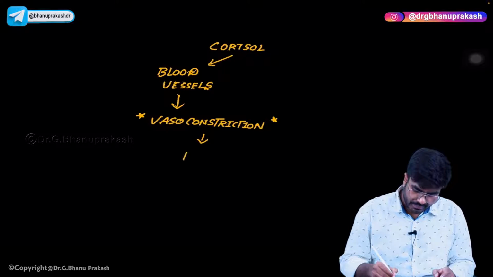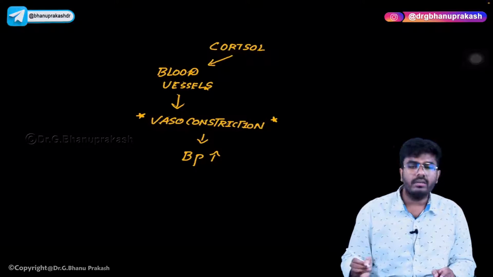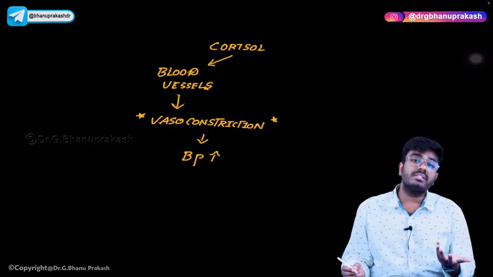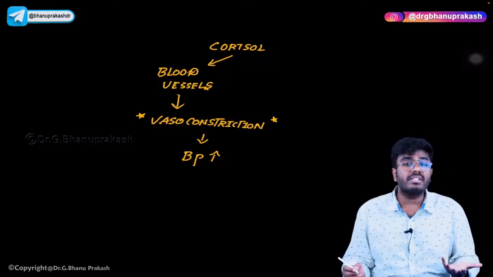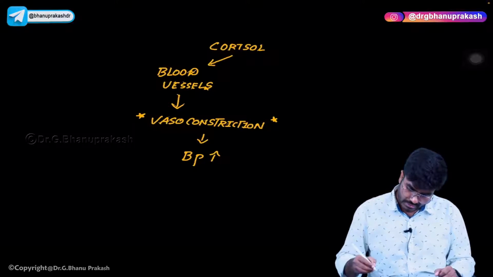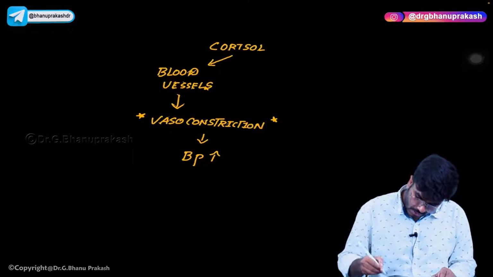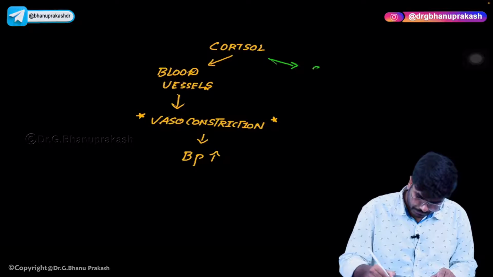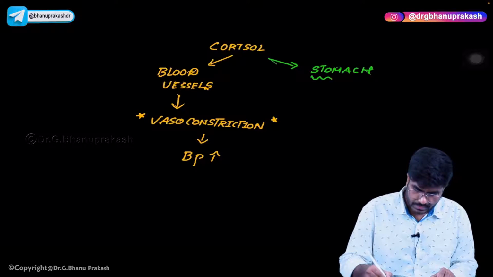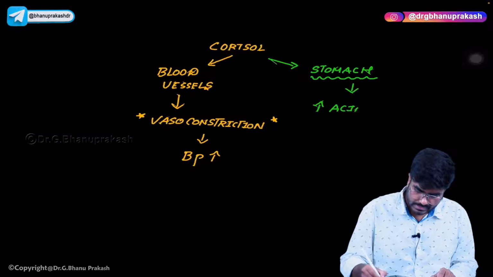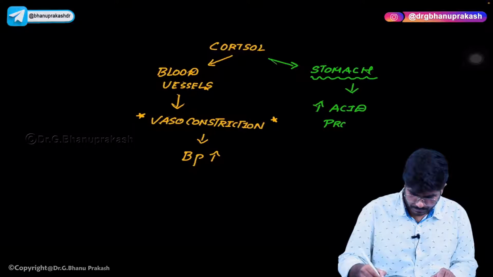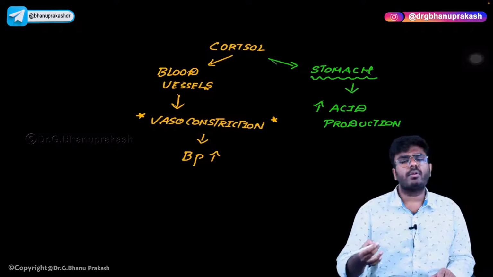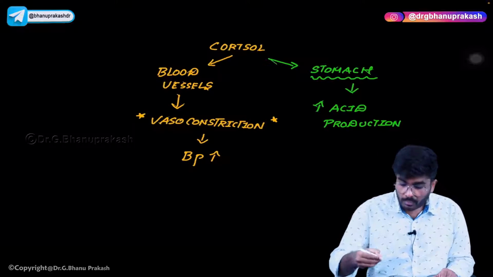That will increase the BP. Normally cortisol will cause vasoconstriction and increase the BP. If a person has Cushing syndrome, definitely he will be suffering with hypertension. And cortisol action on stomach: in the stomach, cortisol will increase the acid production. This is what happens in a normal person.